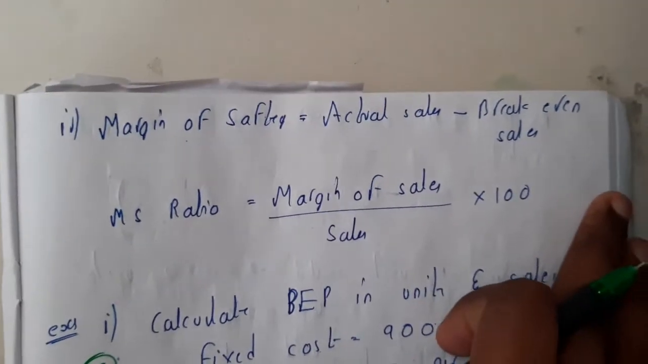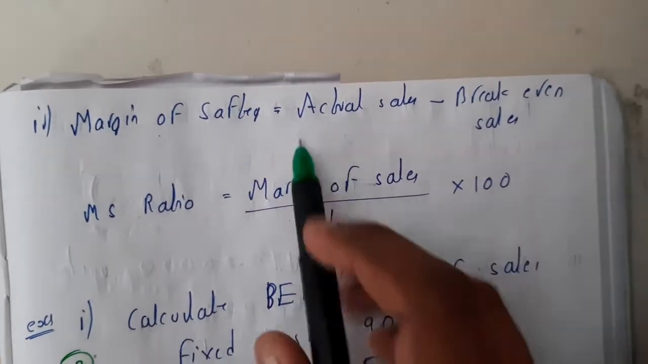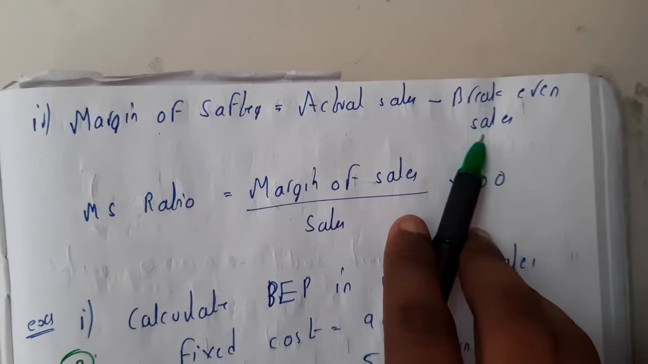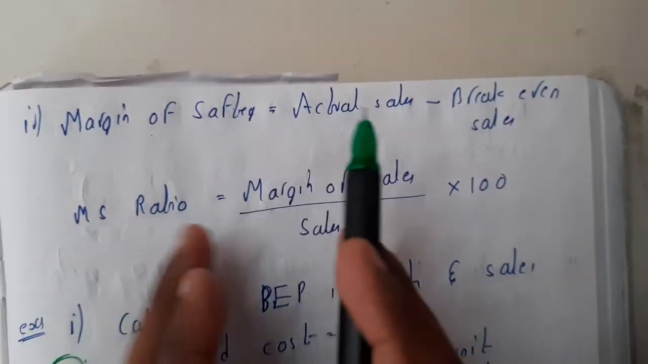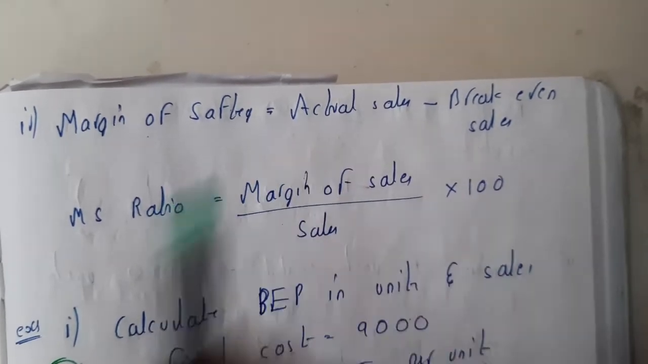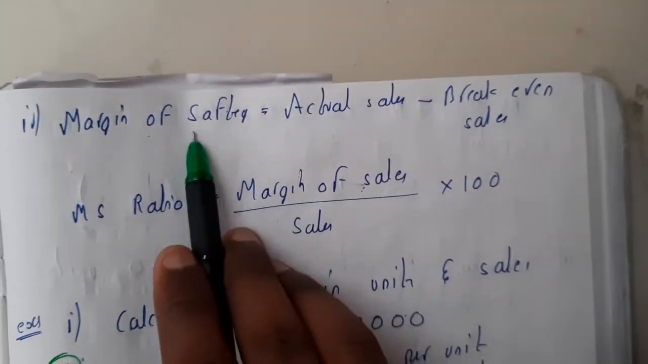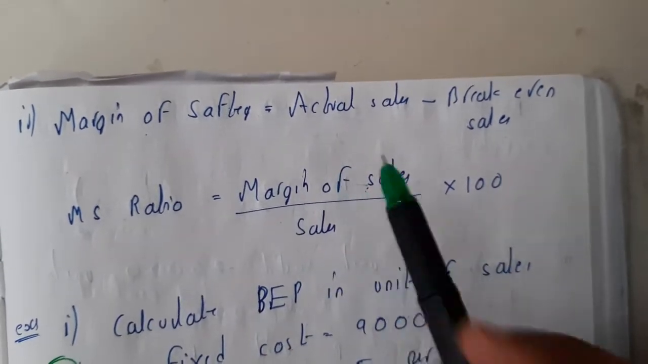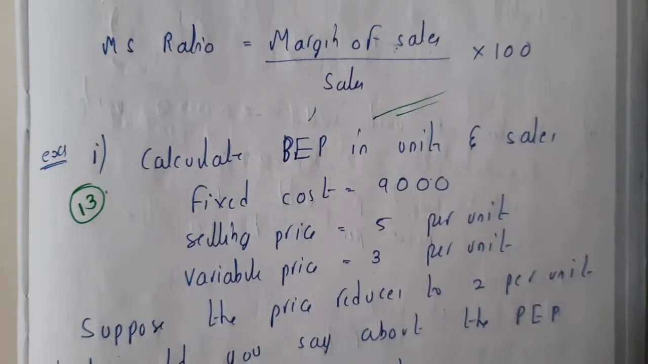We have one more concept, that is margin of safety. The formula for margin of safety is actual sales minus break-even sales. Margin of safety tells you whether you are in the profit zone, the safe zone, or not. The margin of safety ratio is margin of safety sales divided by sales, into 100. We'll go through the problems, then you'll have a clear idea. I hope everyone got a small idea of the formulas.